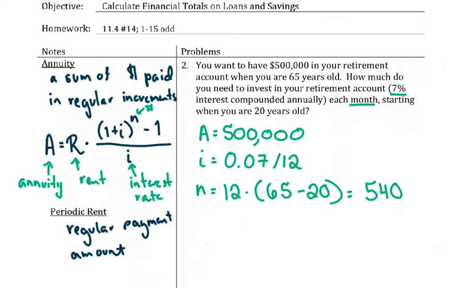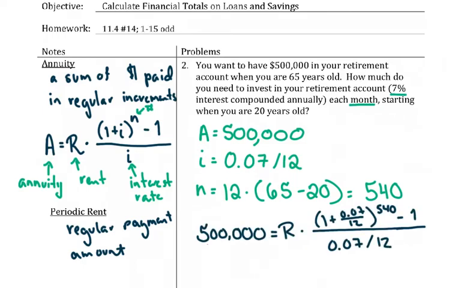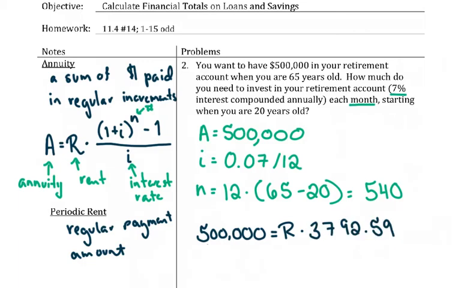And we can see here how much we need to put in, so we are solving for R. So here's our formula with everything plugged in except for R. Obviously we're going to type this big chunk into our calculator first, and we end up with 3,792 for that whole big thing, divided over, and we get the R by itself. So you would need to invest $131.84 a month to end up with $500,000 in the retirement account.